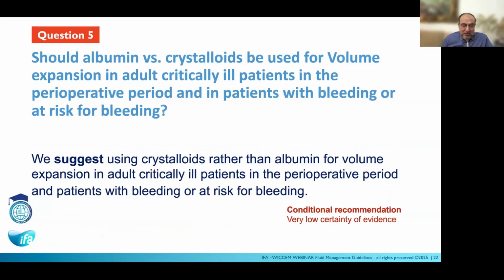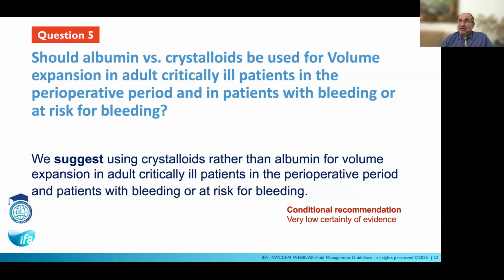How about patients who have a tendency to bleed? Those who are bleeding already in the perioperative period, or patients at high risk of bleeding. We know that when you give a lot of fluid, you induce coagulopathy because of dilution. The more fluid you give, the more dilution you cause, and this has been shown in studies. Therefore, giving crystalloids, which is more volume, may induce more coagulopathy.